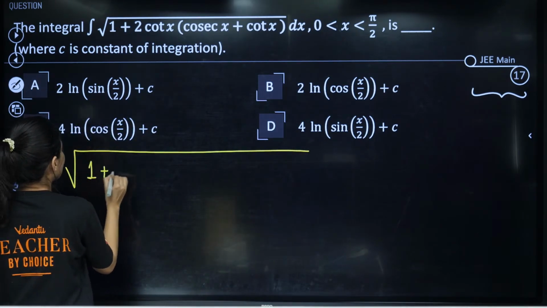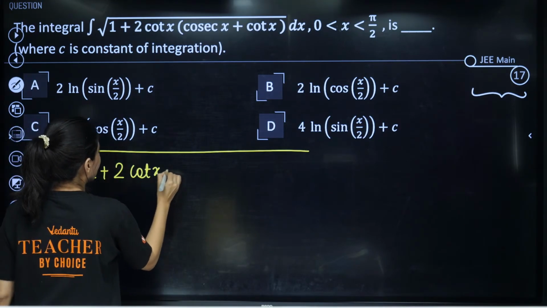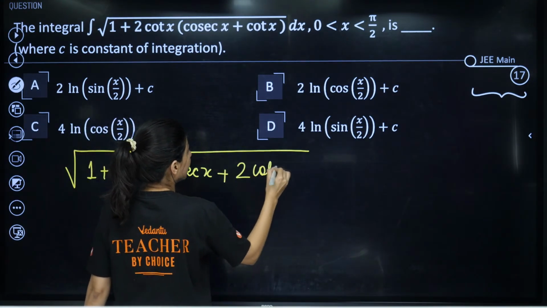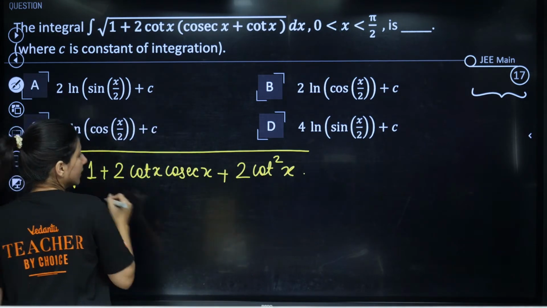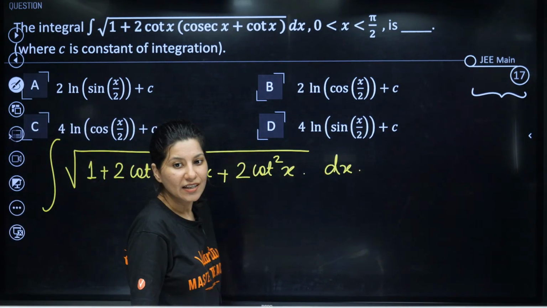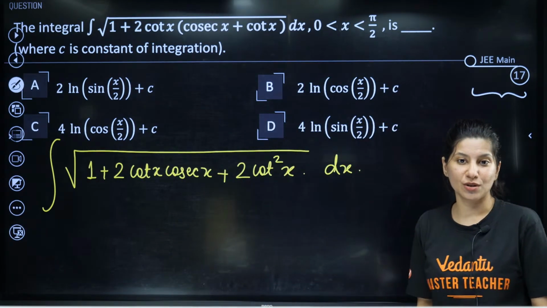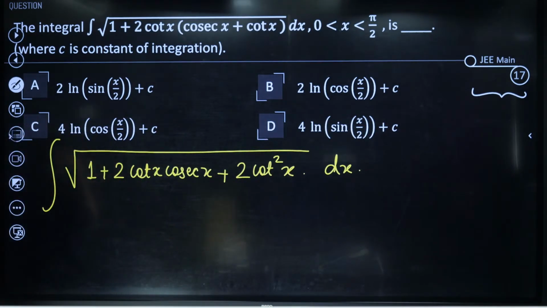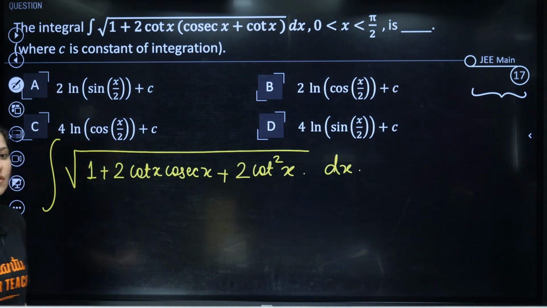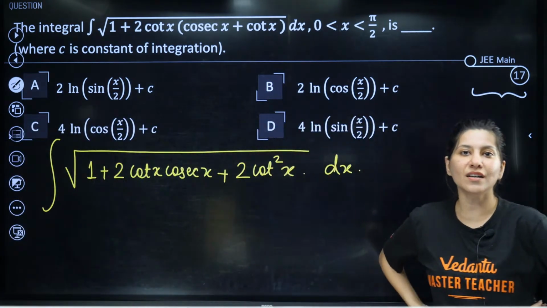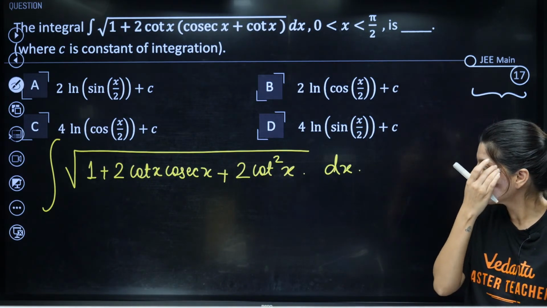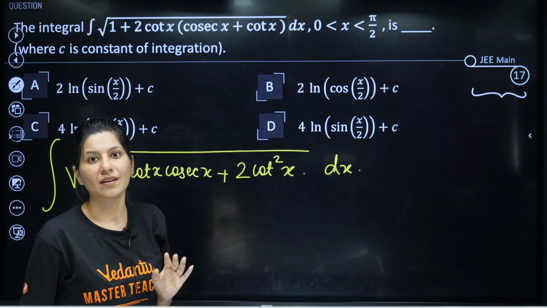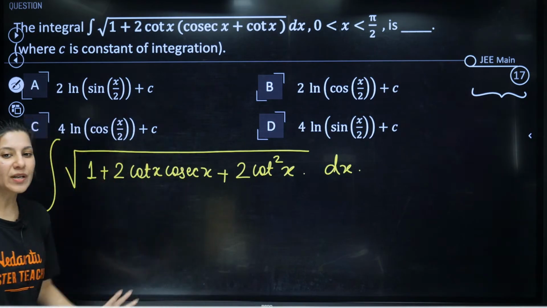So 1 plus 2 cot x cosec x plus 2 cot square x, integral dx. Obviously, ninja tip of the day: think about simplification. So simplification of this expression means what? To get rid of the square root, right? How will you get rid of the square root? By making the expression a perfect square. So we want this expression to become a perfect square.